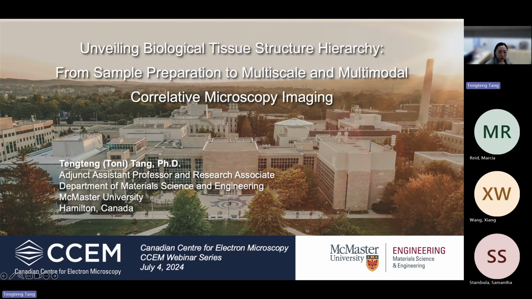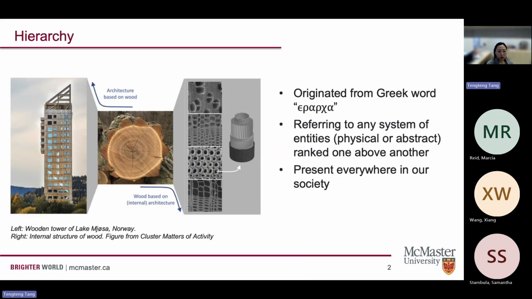So to start with, the overall motivation for my research in general, if I have to use one word to summarize it, it will be the hierarchy. So I want to actually pull out a laser pointer. There we go. So the structure hierarchy, pretty much we can observe everywhere in our daily life, ranging from this kind of a tall architecture, which is actually built upon wood. A natural material in itself also has a very complex hierarchical structure.